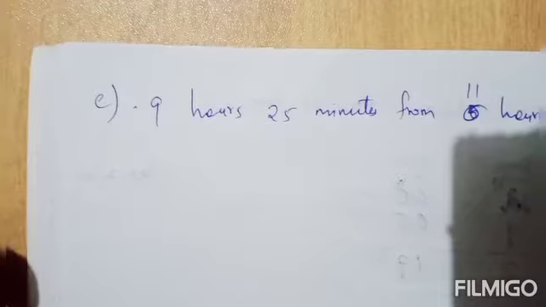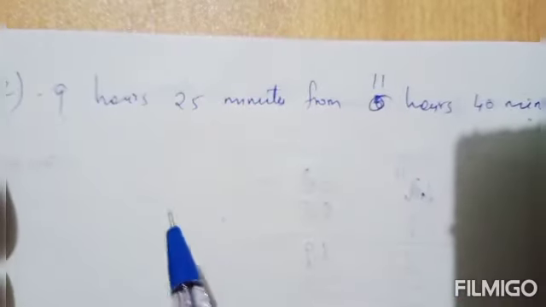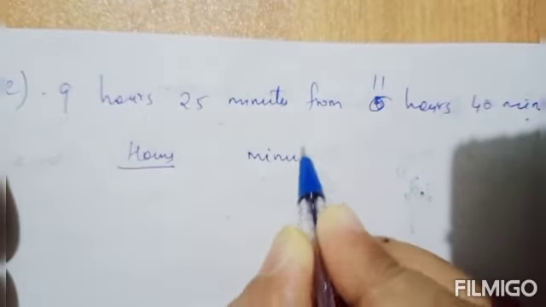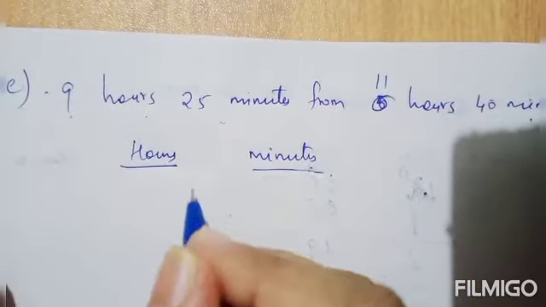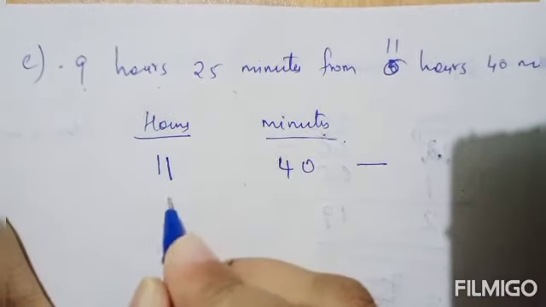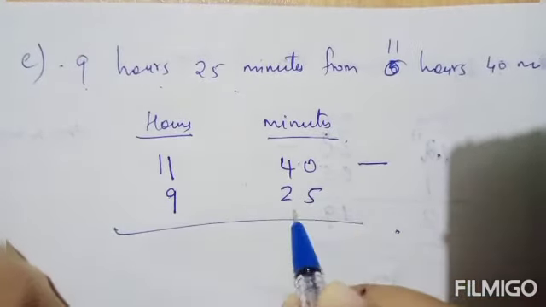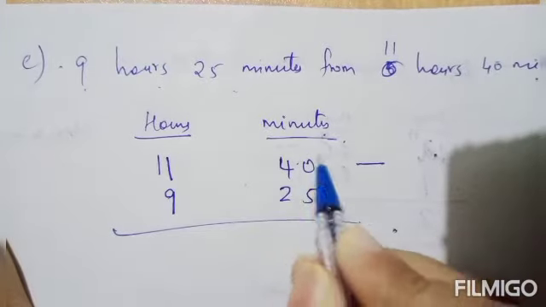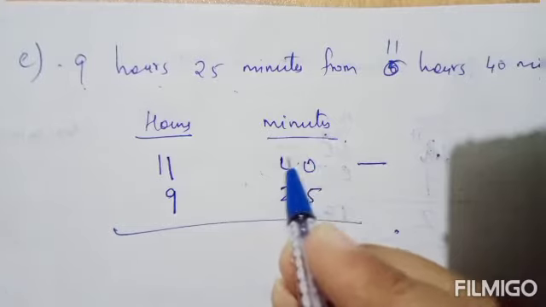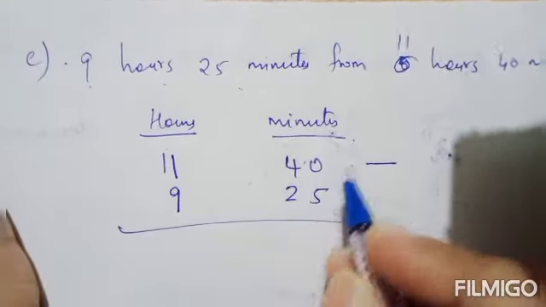Okay, so 9 hours 25 minutes from 11 hours 40 minutes. Here hours you can write in one column, minutes in the other column. From 11 hours 40 minutes you have to subtract 9 hours 25 minutes. From 40 you can subtract 25. The larger quantity is coming above, so no need to take anything from hours to minutes. So here you can do normal subtraction.